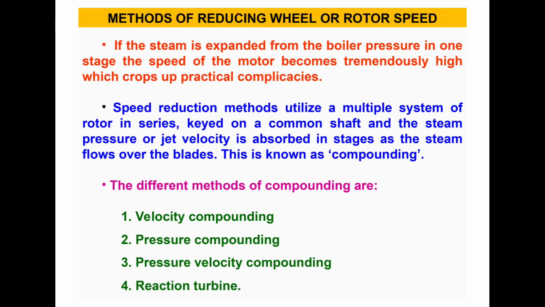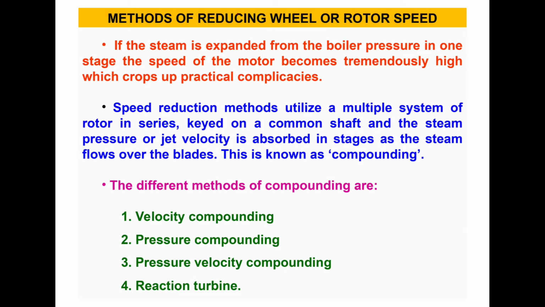If the steam is expanded from the boiler pressure in one stage, the speed of the rotor becomes tremendously high, which crops up practical complications. Reduction methods utilize multiple rotors in series keyed on a common shaft, and the steam pressure or jet velocity is absorbed in stages as the steam flows over the blades. This is known as compounding.